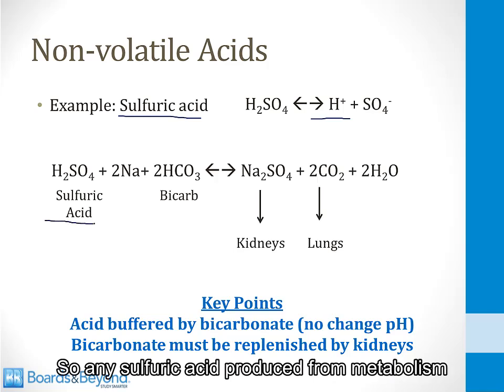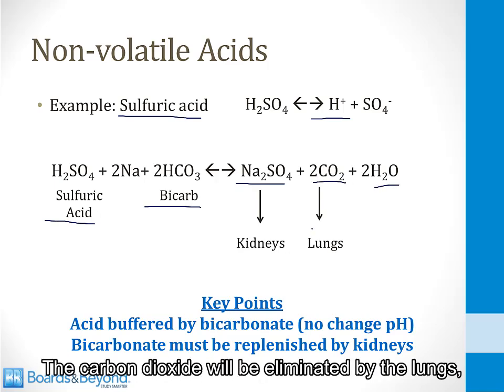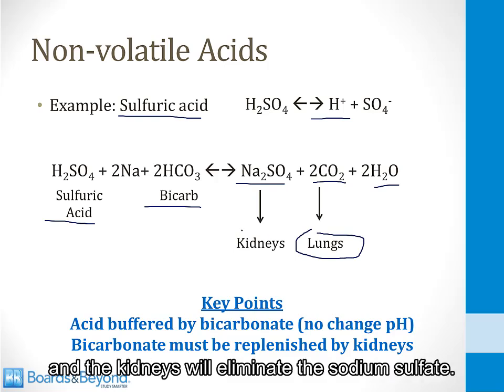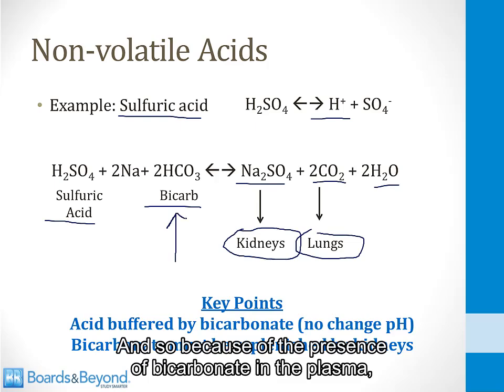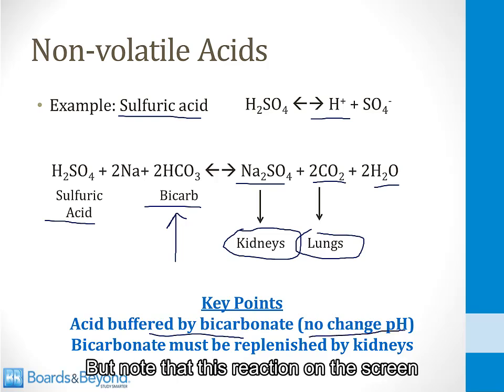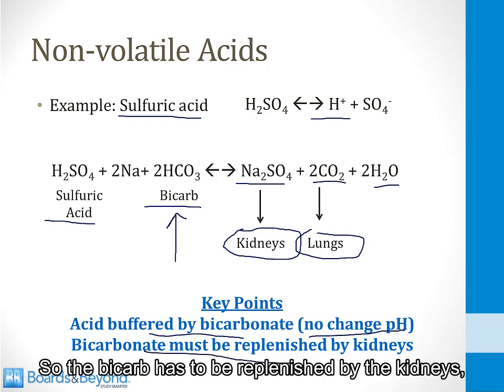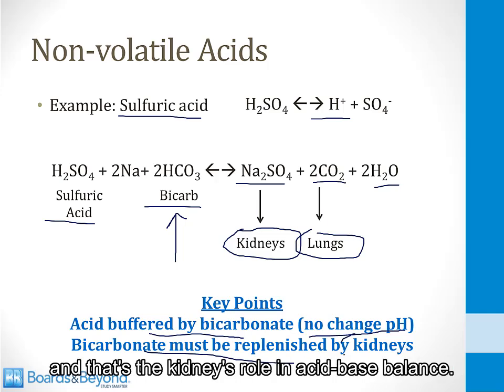So any sulfuric acid produced from metabolism will combine with bicarb to form sodium sulfate, carbon dioxide, and water. The carbon dioxide will be eliminated by the lungs, and the kidneys will eliminate the sodium sulfate. And so because of the presence of bicarbonate in the plasma, acids are buffered and there's no change in pH. But note that this reaction on the screen consumes several molecules of bicarb, so the bicarb has to be replenished by the kidneys, and that's the kidneys' role in acid-base balance.